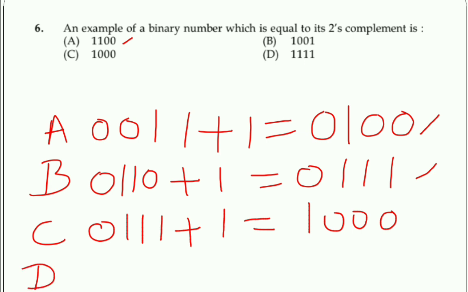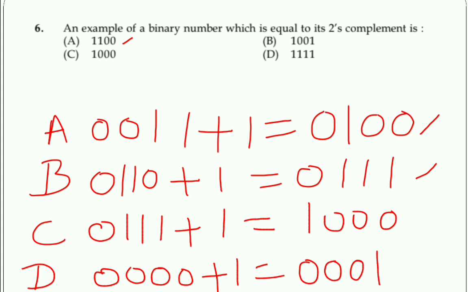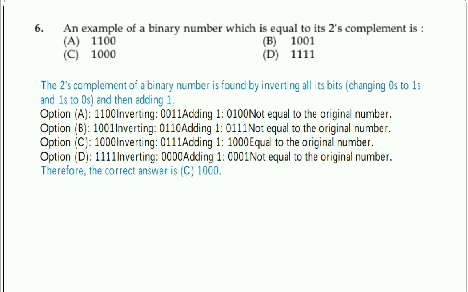Next, option D. So 4 ones. Here the inversion of 4 ones is 4 zeros, plus 1, that equals 0, 0, 0, 1. Right. So if you observe the given options, A and B are not the same, but C is the same. If you apply the 2's complement to this value also, the result is itself. So it is satisfying the given question. So the correct option is C, right? This is the explanation of this question.